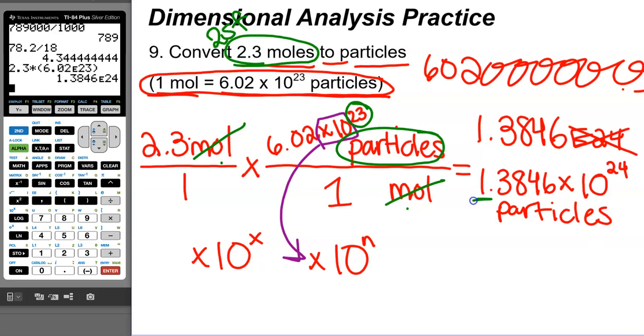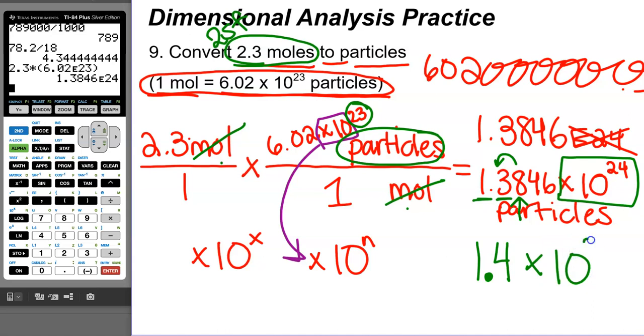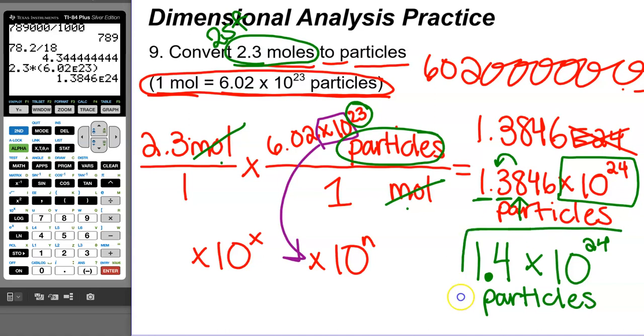So we're going to keep the 1 and the 3, and we're always going to keep the times 10 to the power part. That doesn't go away. But then we round at the 8. And the 8 is going to make the 3 round up to a 4. So our final answer, rounded, would be 1.4. That has two significant figures, just as we wanted. And then we always keep the exponent part, times 10 to the 24th. And of course our unit is particles.